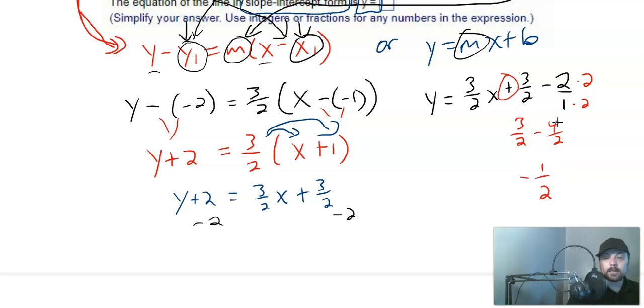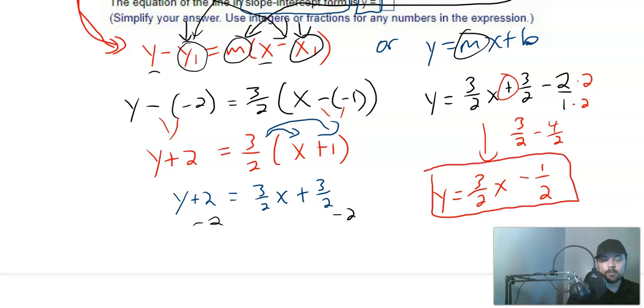So we get 3 minus 4, which is negative 1, over the common denominator of 2. And then this is going to copy down. So we have y equals 3 halves x minus 1/2. And that is the equation of the line that passes through those 2 points that we were given. And it's written in slope-intercept form.